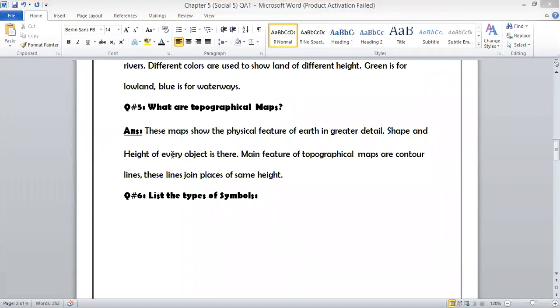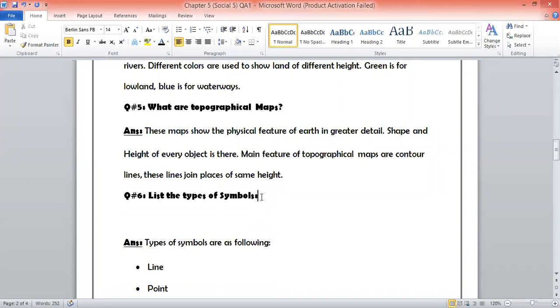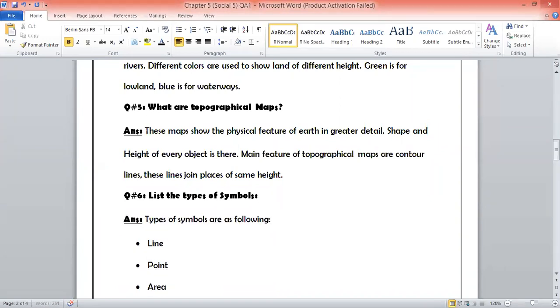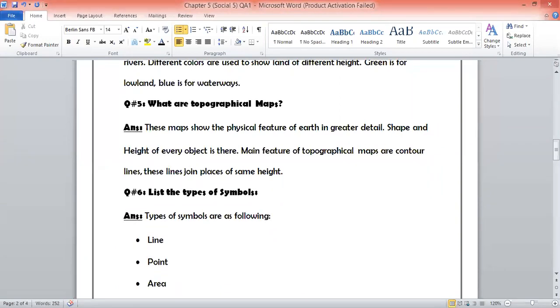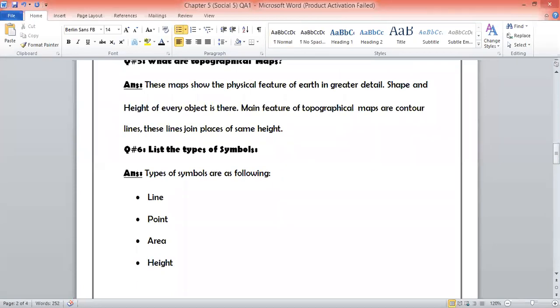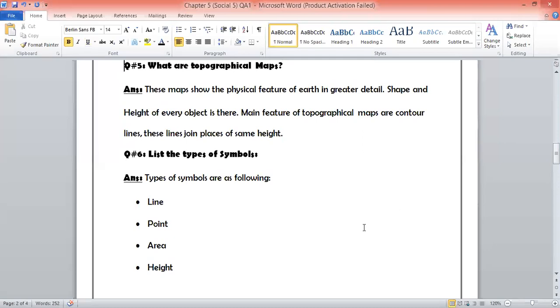List the types of symbols. We see some symbols. We just have to write their names. So the names of these symbols are line, point, area, and height. That's it. So this is the answer for question number 6.